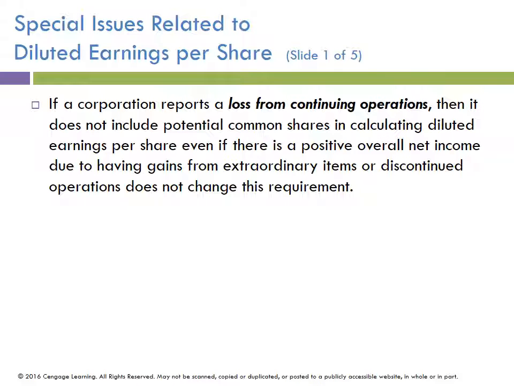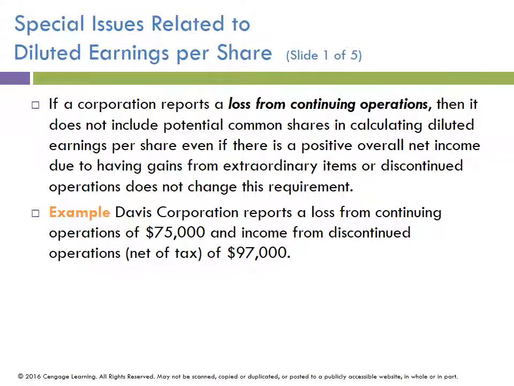Okay, before we get into actually doing an example, there are some special issues that we need to talk about that are related to dilutive earnings. If a corporation reports a loss from continuing operations, it does not include potential common shares in calculating diluted earnings per share. A positive net income due to a gain from a discontinued operation does not change this requirement.